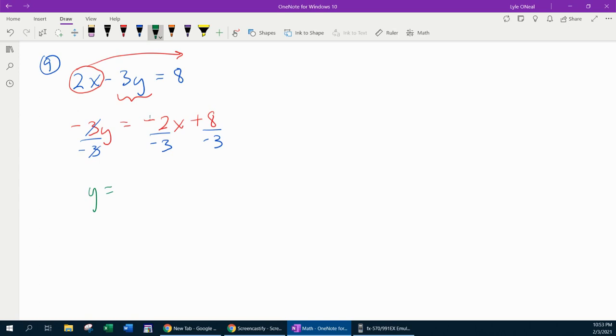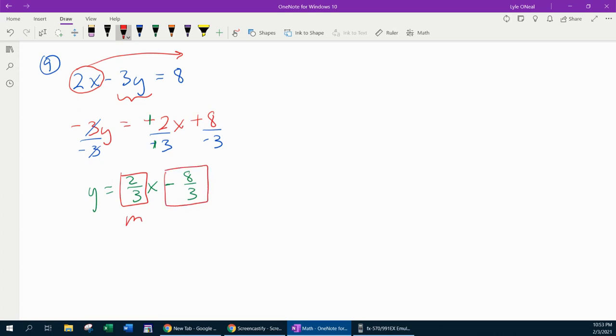All right, now look at this. I've got a negative over a negative makes that a positive 2/3 x, and a positive over a negative, overall, that's a negative 8/3. And I'm done. The coefficient of x, that's my slope.